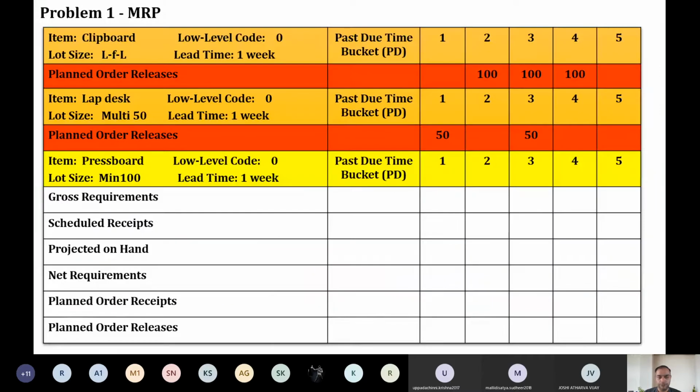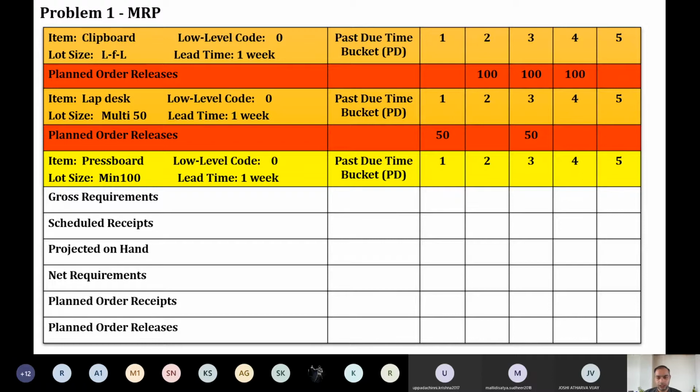So what we are going to do is, we have now summarized our results from the last two calculations. The gross requirement for press board is not mentioned in your problem. Rather, it has been indirectly given to you in the form of a product structure. The gross requirement was not given to you. So now we have to calculate the gross requirement for the press board. How are we going to do that?